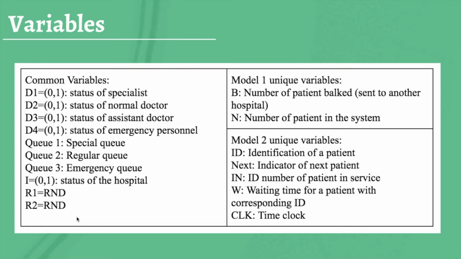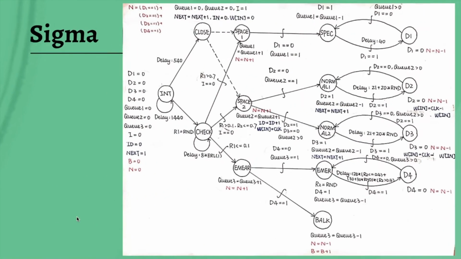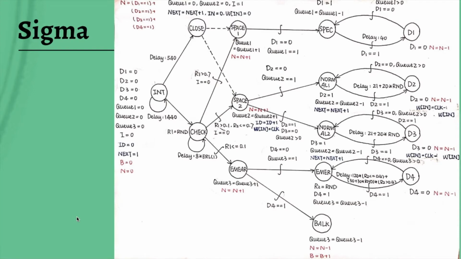Variables written on the left are common variables we used in both models, and for each of them, we have a few unique variables. Model 1 traces the average number of patients in the system and the number of emergency patients booked in a day. Model 2 traces the waiting time for each patient in special and regular queues separately in the system. This is a hand-drawn simulation diagram of our model.